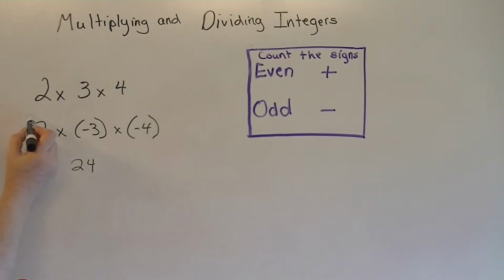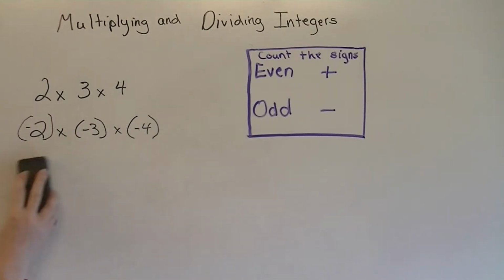Let's say that 2 was negative. Again, we would get the same answer, 24, and we would count the signs, 1, 2, 3. There's 3 negative signs, and 3 is an odd number, so then the answer would be negative 24.